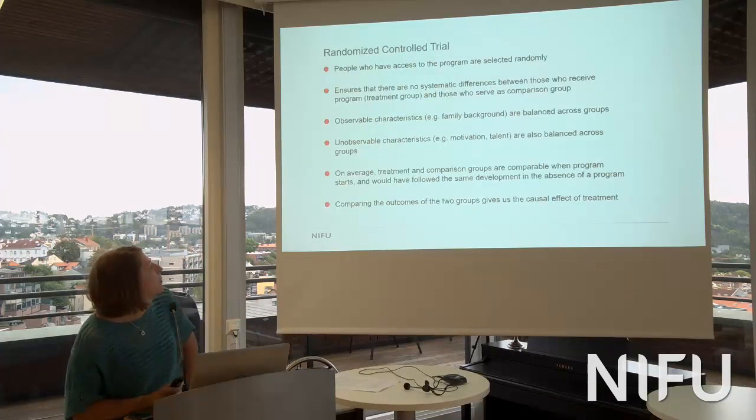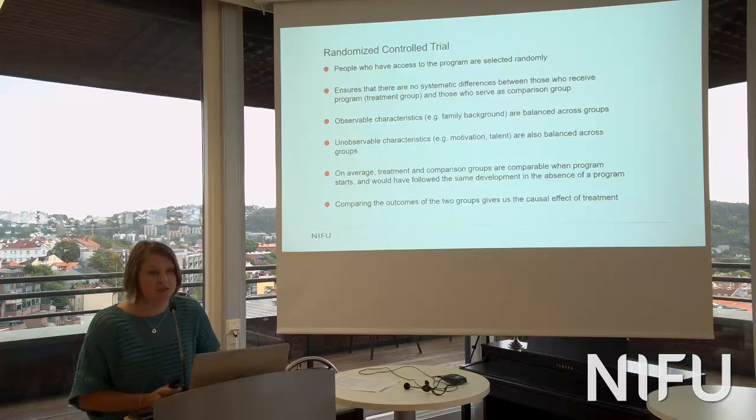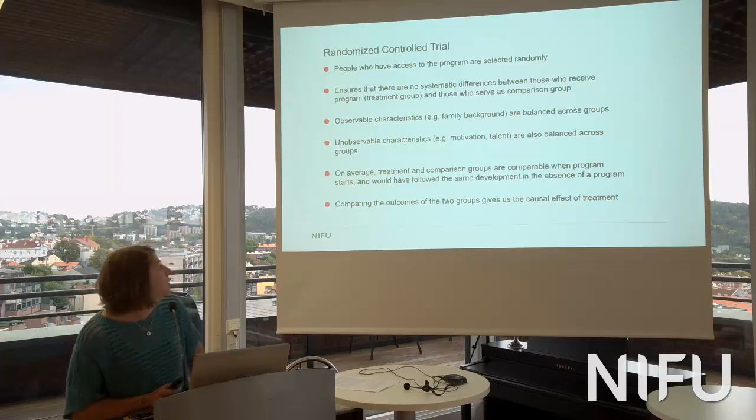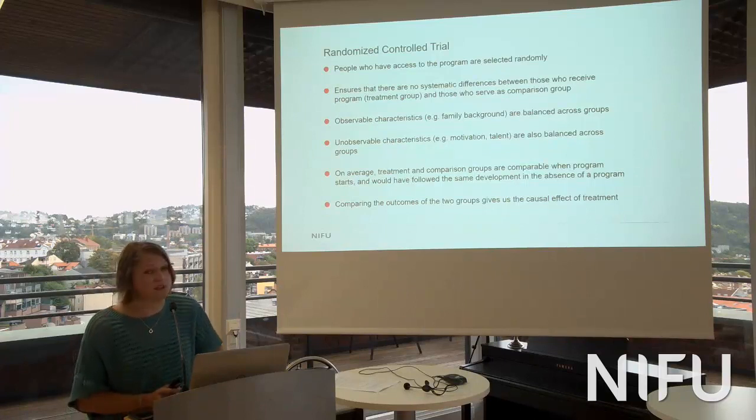So to sum up, randomized controlled trials: people who have access to the program are selected randomly. So the people that end up in the treatment group, that has to happen in a random way so that we can ensure that the groups are comparable. So this ensures that there's no systematic difference between those who receive the program, which we call the treatment group, and those who serve as a comparison group or a control group.